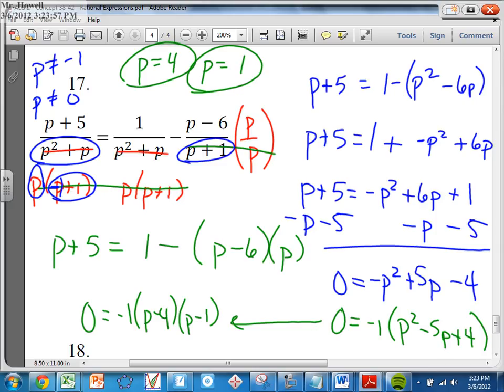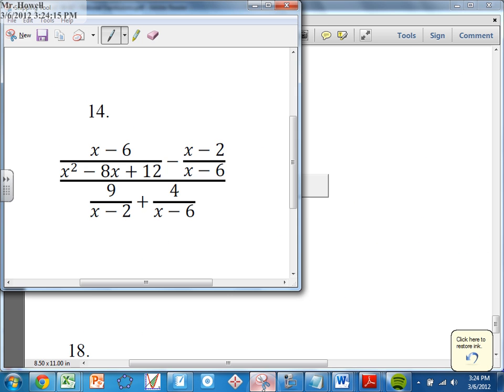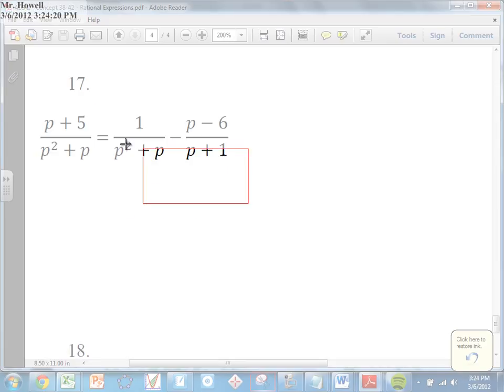But my answers are not negative 1 or 0, so they're both okay. What I have to do next is take both those answers and check them in my original. I'm clearly not going to get to number 18, so let me check these. So 1 and 4. Remember 1 and 4, please. We have to check both, yes. I'm going to check them in this original here.